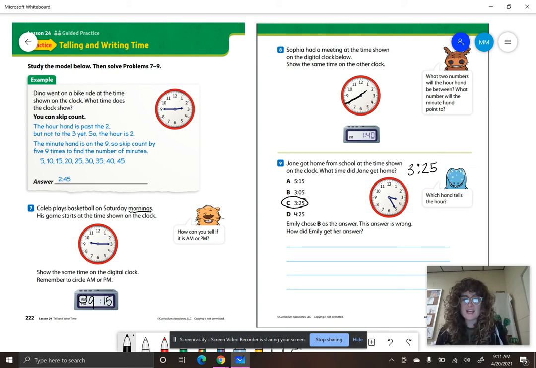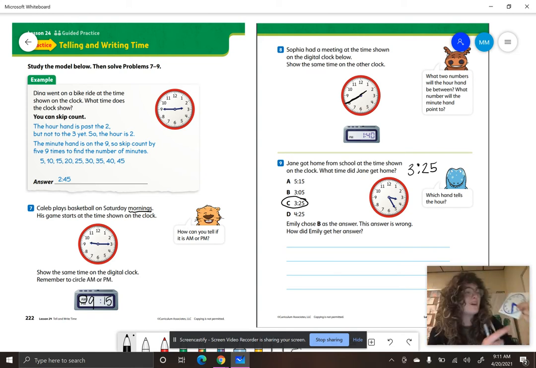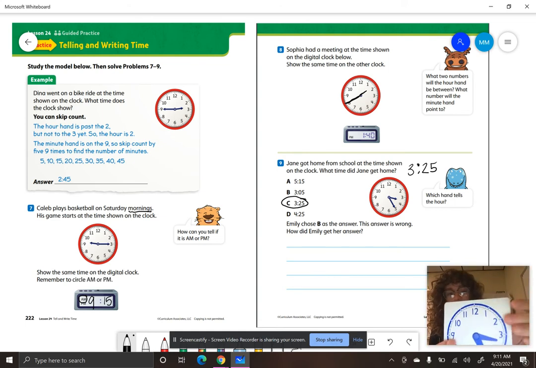Emily chose B as the answer. This answer is wrong. How did Emily get her answer? So Emily says that it is 3:05. Her hour is correct, but her minutes are not correct. How did Emily get her answer? What did she not do? Our minute hand is on the 5. But remember, if our minute hand is on top of a number, that isn't the number of minutes. What do we have to skip count by, Smarties?